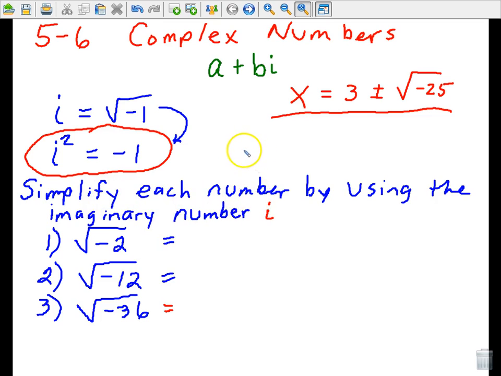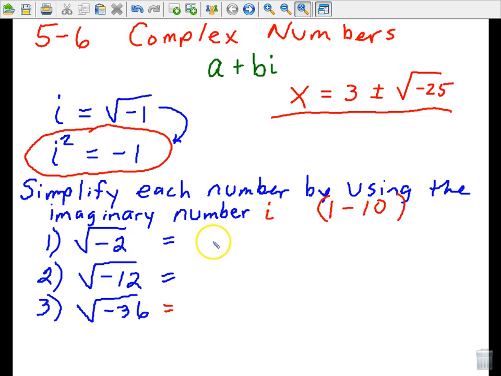So your first set of problems, 1 through 10, I can just write this down for you. Problems 1 through 10 are going to look very much like this. You're going to be given the square root of a negative number, and you're going to be asked to simplify it using this number i. So let me help you out with the first one.